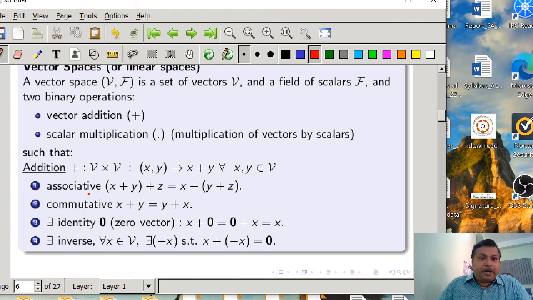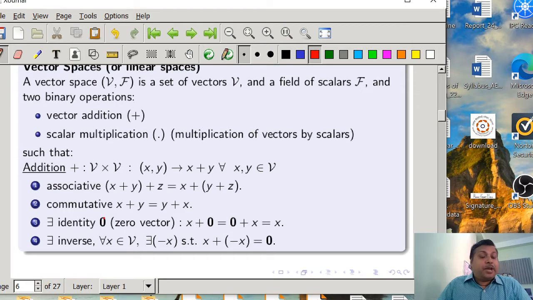The addition operation is associative, meaning you take any element x from the vector space V, another element y, and another vector z from V, and then x plus y plus z gives the same result however grouped. It must also be commutative, meaning x plus y is equal to y plus x, and there exists an identity element, the 0 vector.